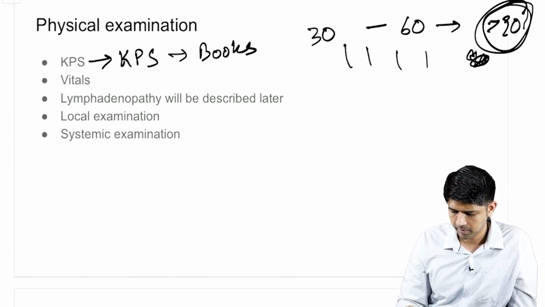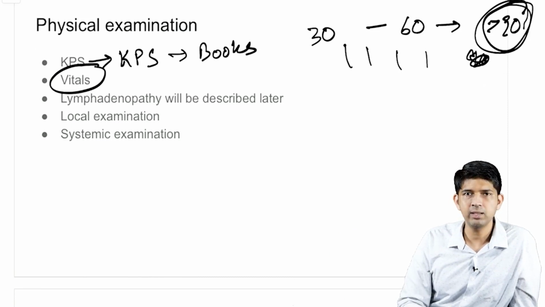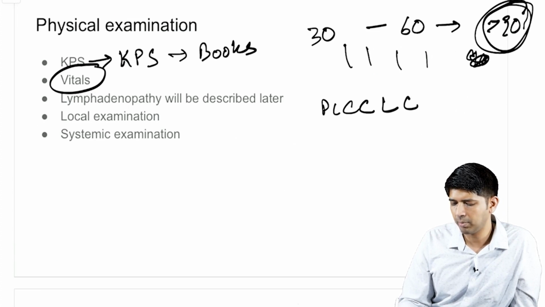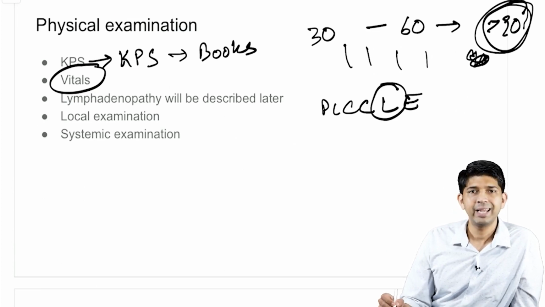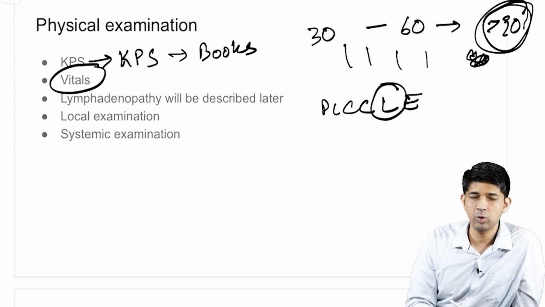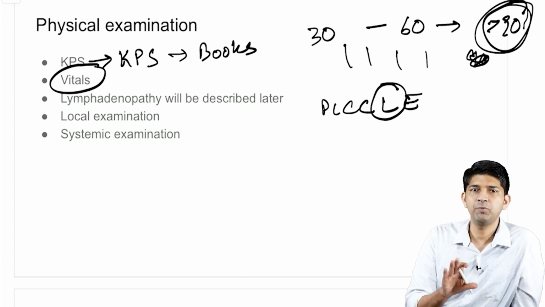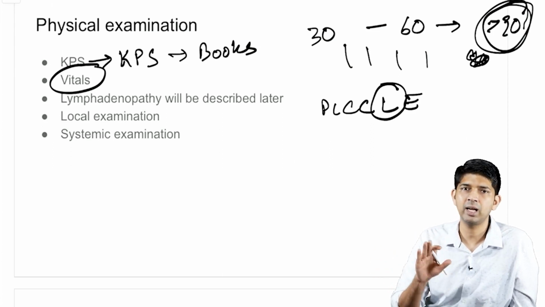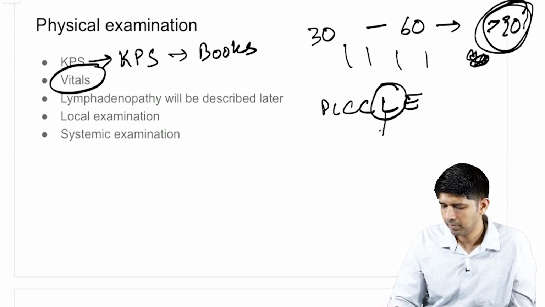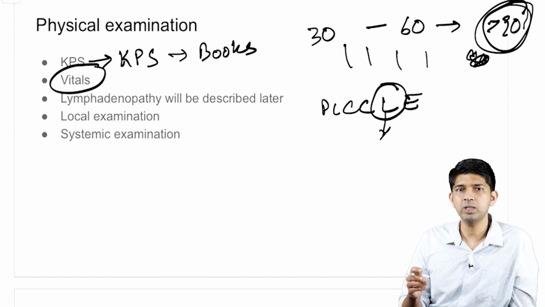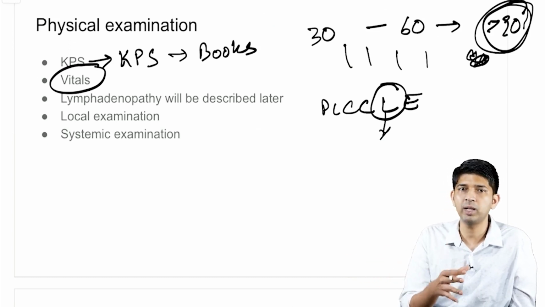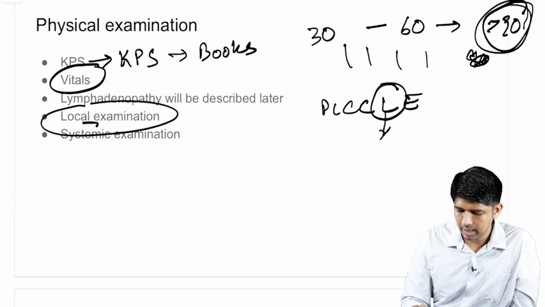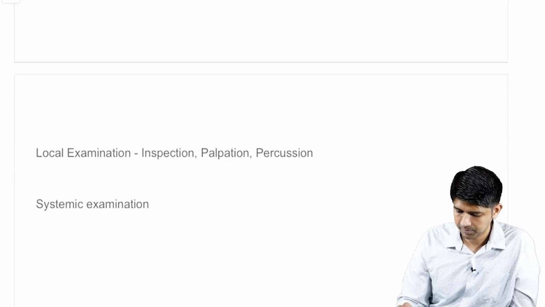Next, you're going to examine the vitals, and the classical after that is going to be your pallor, icterus, cyanosis, clubbing, lymphadenopathy and edema. In lymphadenopathy, don't mention it now. Tell them there is no generalized lymphadenopathy, but with respect to cervical lymphadenopathy, I will describe it later after my local examination. Alright, please mention this because it has more importance after local examination than telling it in the beginning. Next, local examination, and finally systemic examination.